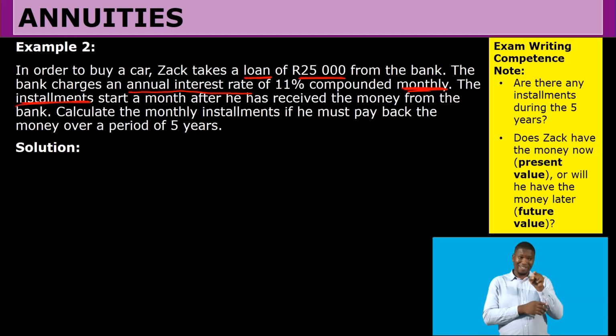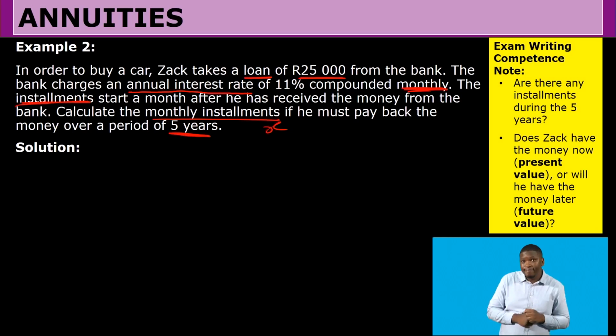And remember, our formulas are based on the fact that even if we get the loan now, the installments will only start going off a month after I've taken that money. So it will not be immediate. It means that our formula does not change. It remains exactly the same. So it says to calculate the monthly installments if he must pay back the money over a period of 5 years. So we are calculating here the value of X. Now, which formula are we going to use? We already know that we are going to use the formula with the X, but now are we taking the present value formula or the future value formula?